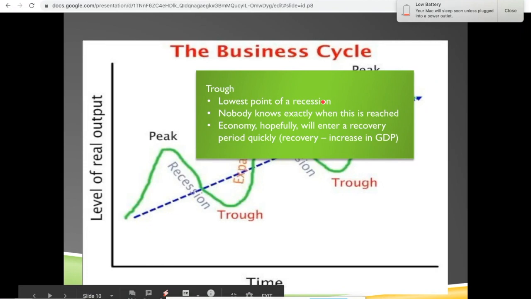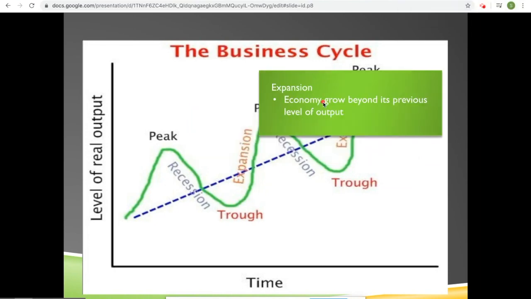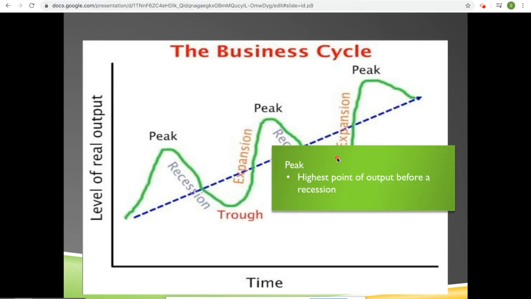A trough is the lowest point of a recession, and then it leads to a recovery. This is why most of the economists, starting from China and everywhere else around the world, are saying that economies are going to bounce back and they're going to bounce back strong. It's all because of the business cycle and the fact that they believe that it goes in cycles, right?